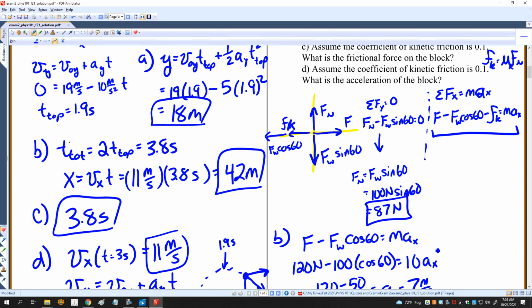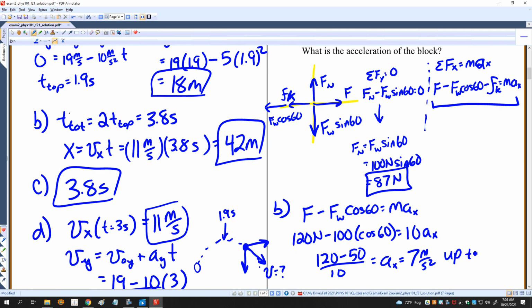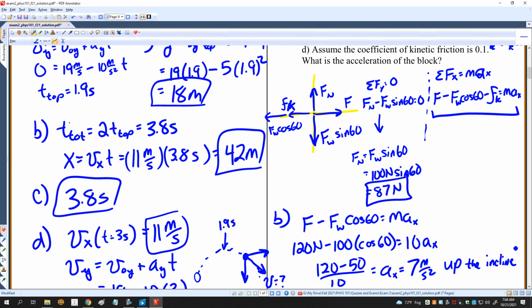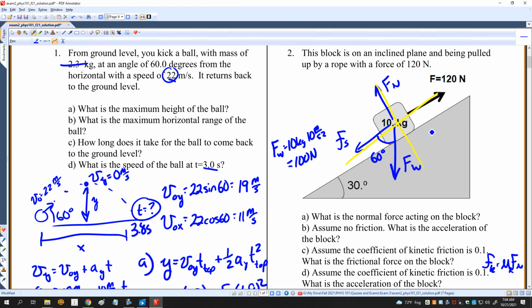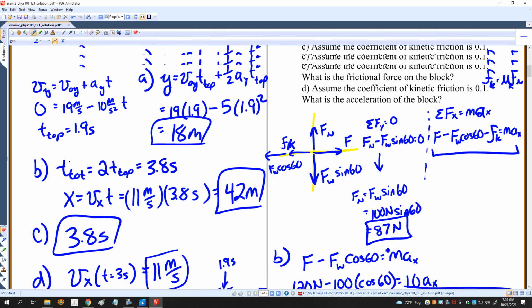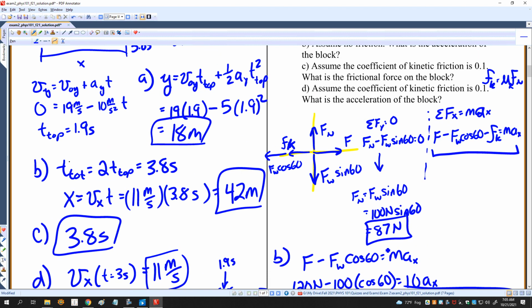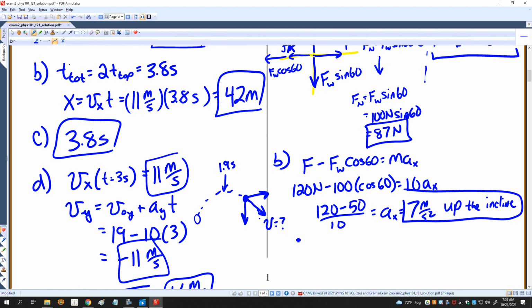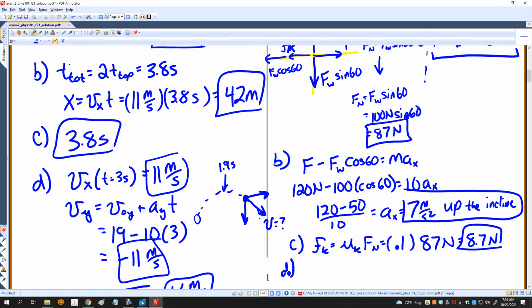This is going up the inclined plane. I know that's going up because my positive x is in this direction, and so that's going up the inclined plane. That's part B. Part C, assume the coefficient is 0.1, what is the frictional force? So for part C, it's just Fk is equal to mu k times the normal force. If I assume that's 0.1 times my normal force, which I've already found is 87 newtons, that's 8.7 newtons. So that's part C.